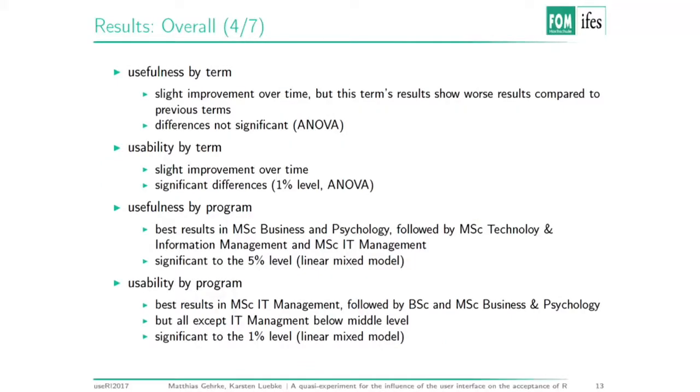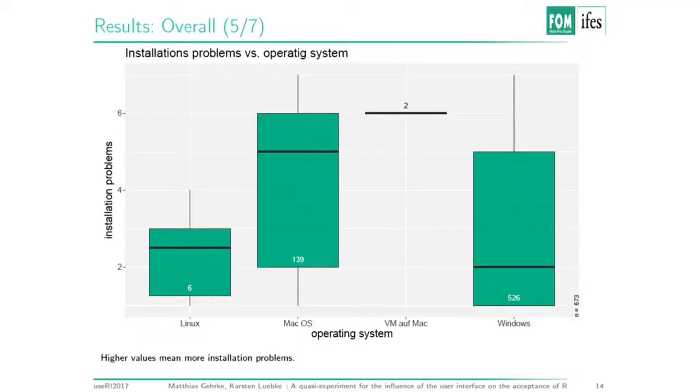Okay, yes, that's what I mainly said before, so I just skip it. Installation problems, that's a big issue, because we still have installation problems. On Windows, it works quite well, because we had the pre-configured version with the R commander. Now we don't have it anymore, but we still focus a lot of problems here on the Mac. VM on Mac, okay, only 2.